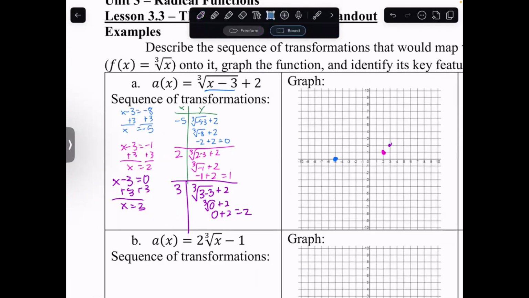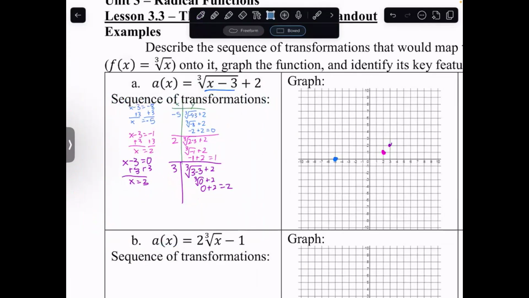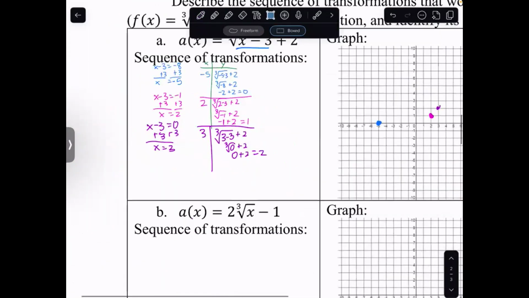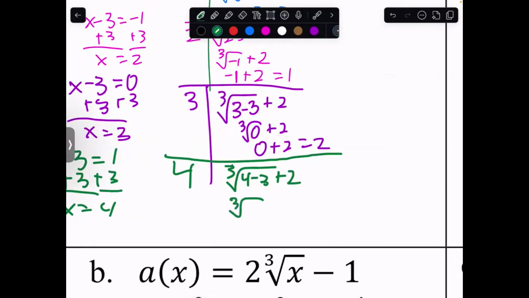Okay, and let's keep going. Next perfect cube is 1. So yes, x is 4. Cube root of 1 is still 1. 1 plus 2 is 3, so 4 comma 3.